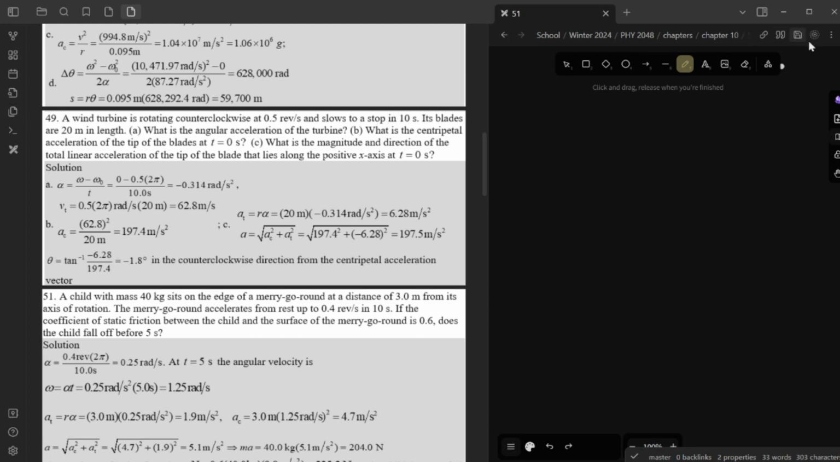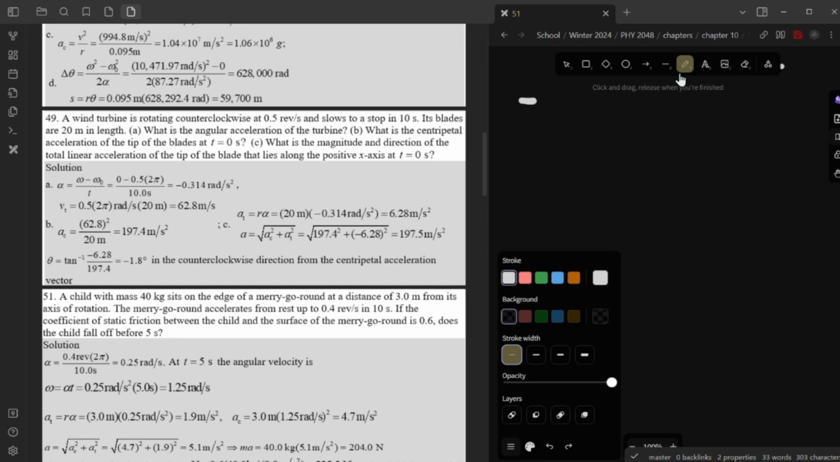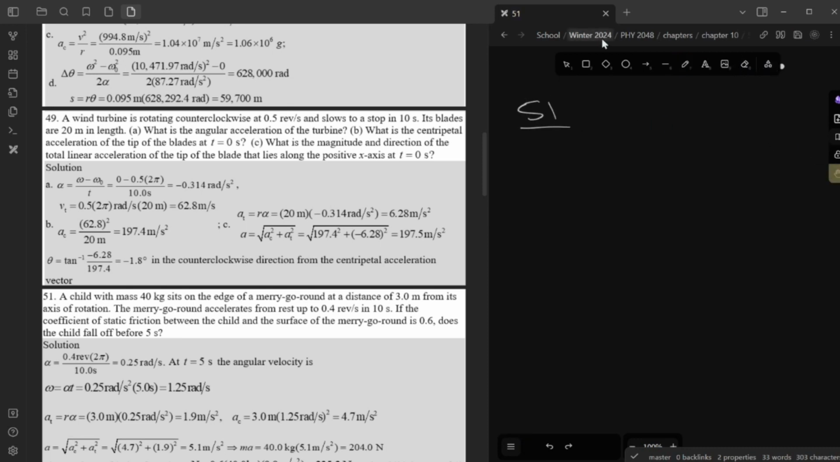So problem 51, let's go ahead and write it. Problem 51 states, a child with a mass of 40 kilograms sits on the edge of a merry-go-round at a distance of 3 meters from its axis of rotation. The merry-go-round accelerates from rest up to 0.4 revolutions per second in 10 seconds. If the coefficient of static friction between the child and the surface of the merry-go-round is 0.6, does the child fall off before 5 seconds?